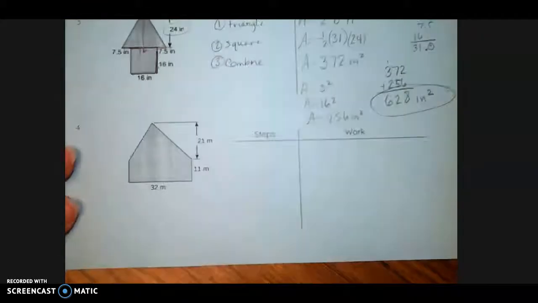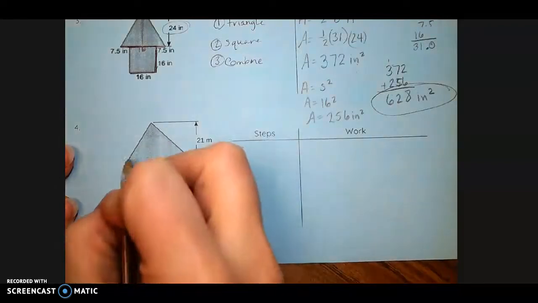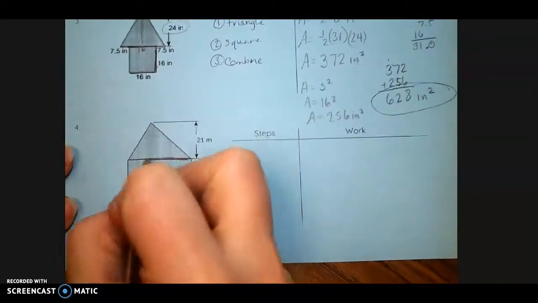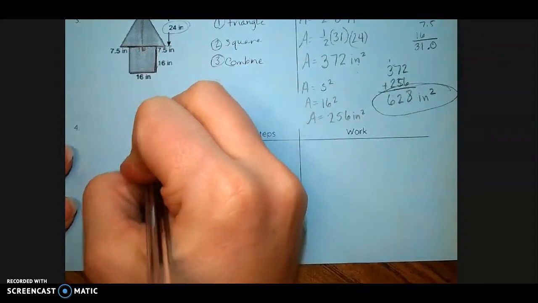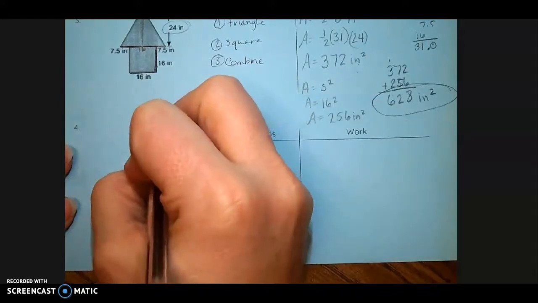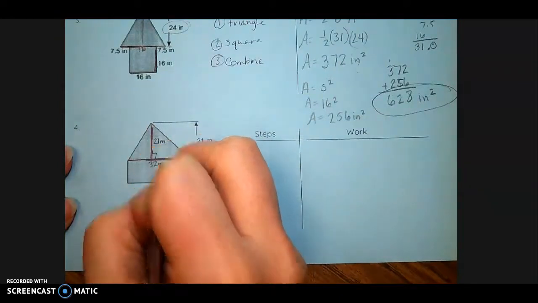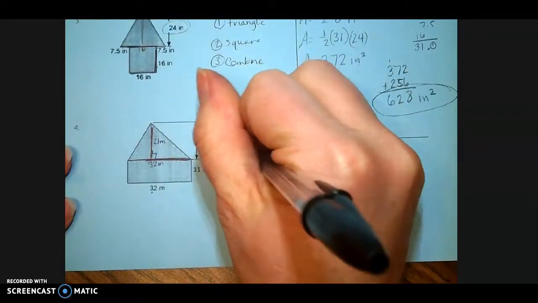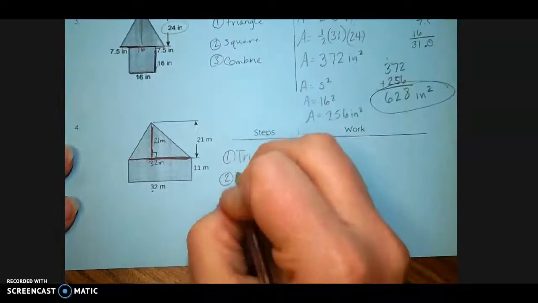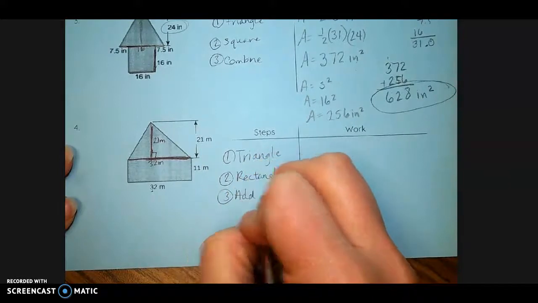My last one here is a little interesting. It looks a little off center, but as long as I can see that I have a triangle up here and I can go ahead and close that off, I can see that the height of my triangle, which is labeled on the outside this time, is 21 meters. And from here I know that the base of my triangle is 32 meters. And then I just have a triangle and a rectangle. So I'm going to take care of my triangle first. Then I'm going to get my rectangle. And then I'm going to add the two to get the total.